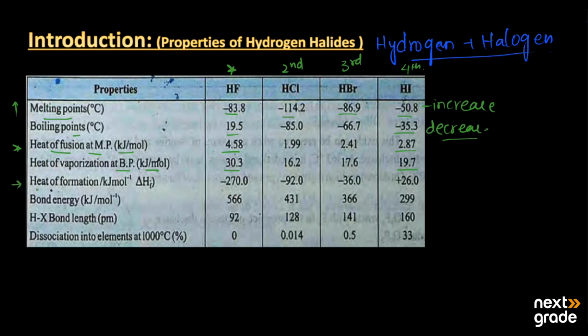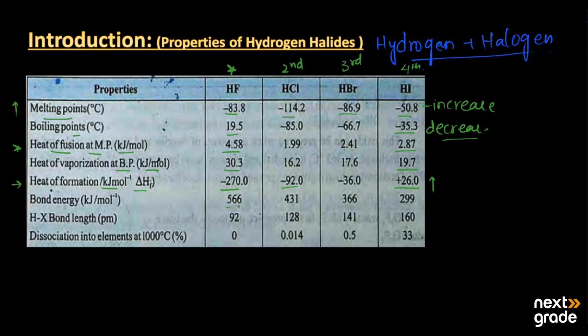And after this we have heat of formation, in kilojoules per mole, delta H f. For HF it is minus 270, minus 92 for HCl, and for the last one, hydrogen iodide, it is plus 26. So there is an increase in the heat of formation for hydrogen halides.